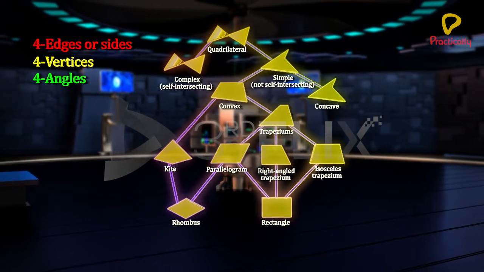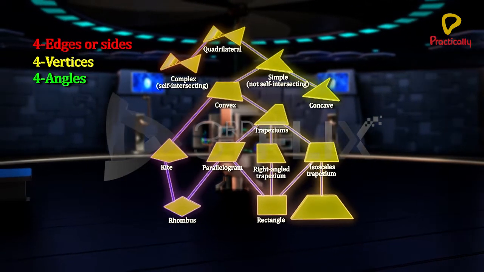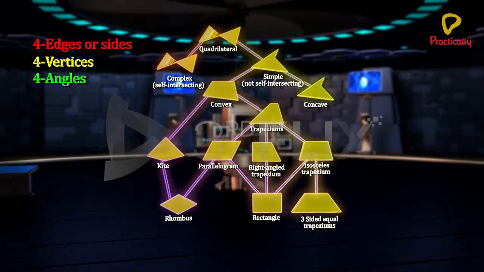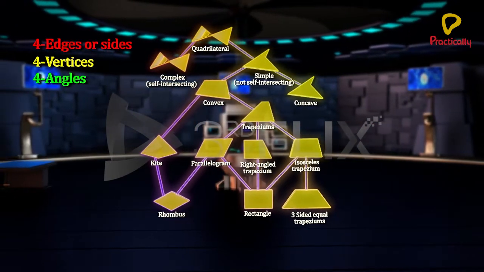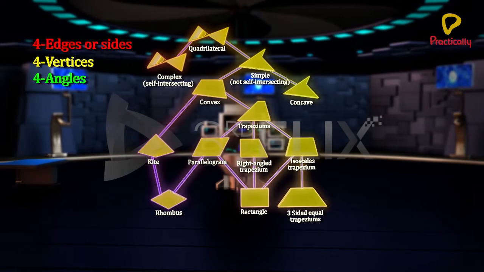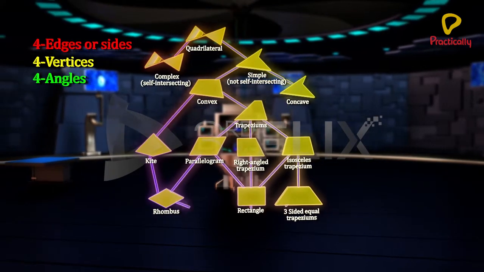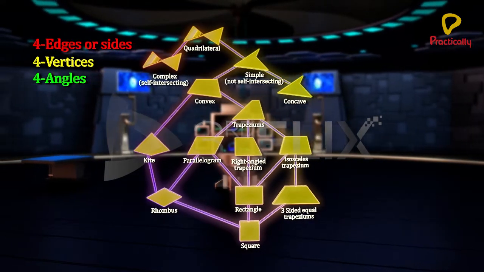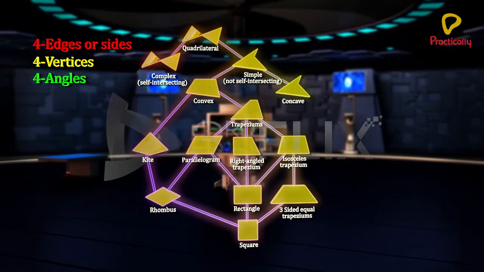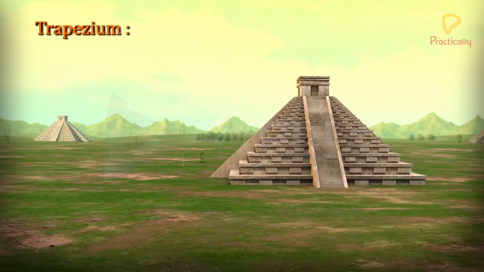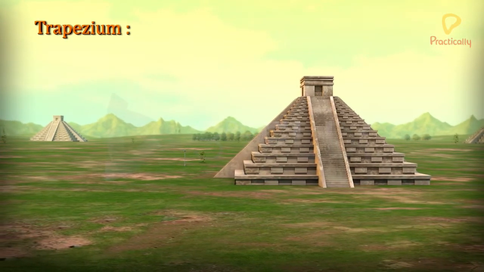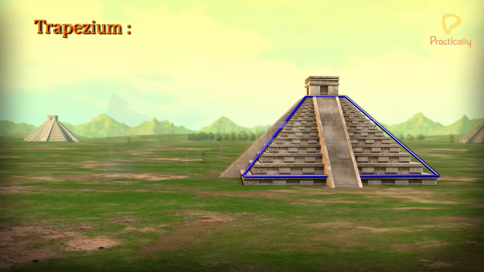Special kind of isosceles trapeziums are 3-sided equal trapeziums. The quadrilaterals which have combined properties of rhombi, rectangles, and 3 sides equal trapeziums are squares. Let's see in detail.